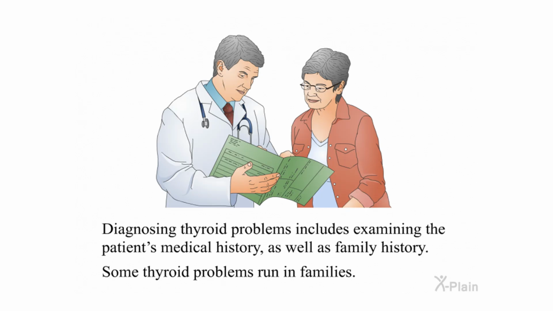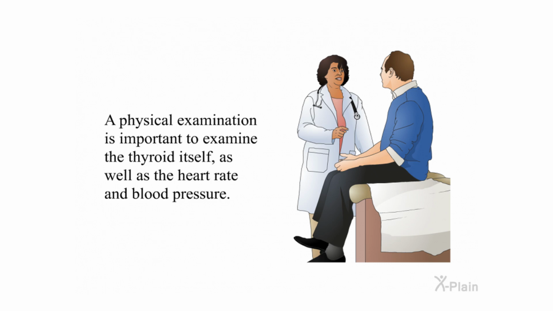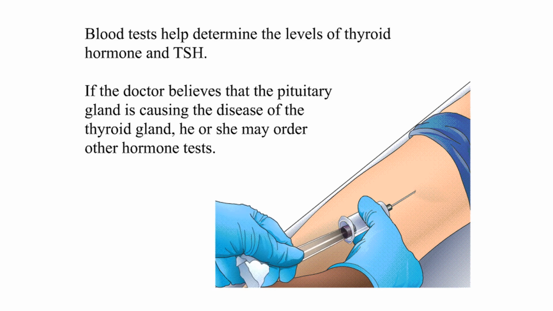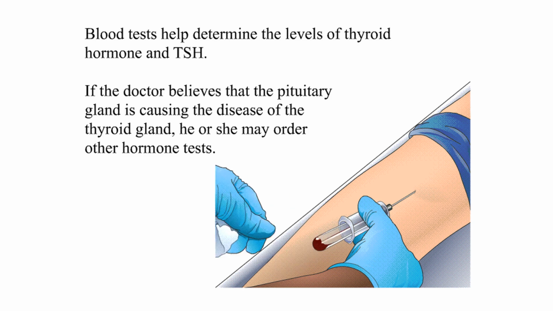Diagnosis. Diagnosing thyroid problems includes examining the patient's medical history, as well as family history. Some thyroid problems run in families. A physical examination is important to examine the thyroid itself, as well as the heart rate and blood pressure. Blood tests help determine the levels of thyroid hormone and TSH. If the doctor believes that the pituitary gland is causing the disease of the thyroid gland, he or she may order other hormone tests.